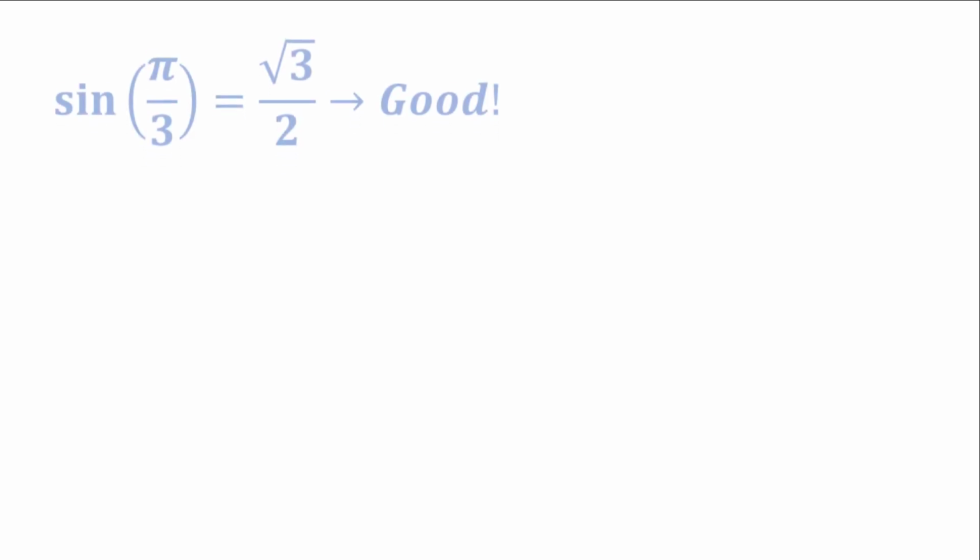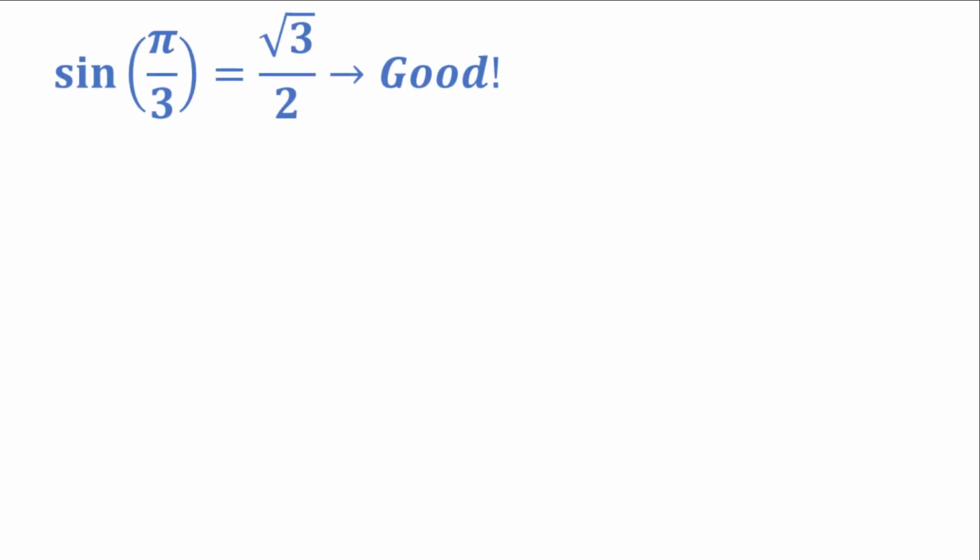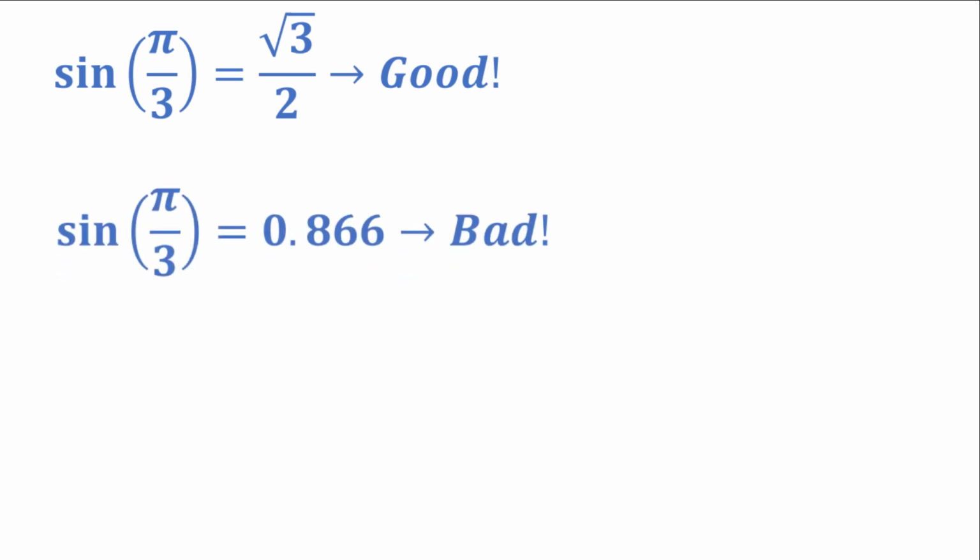If possible, you basically always want to express a trig function answer as an exact answer. For example, you should express the sine of pi over 3 as the square root of 3 over 2, and not the decimal approximation of about 0.866.